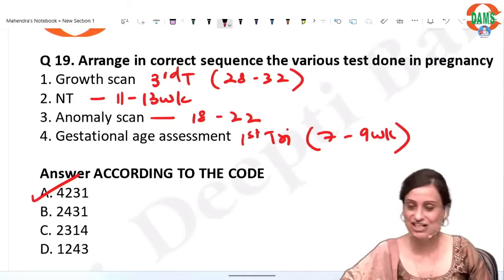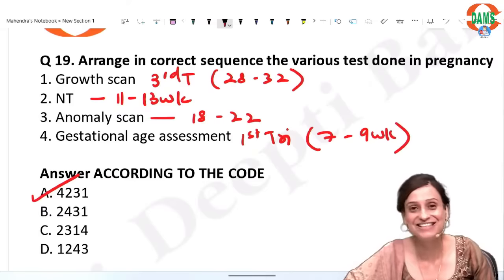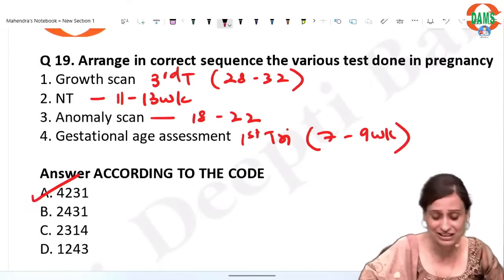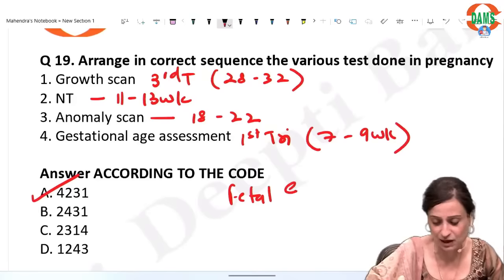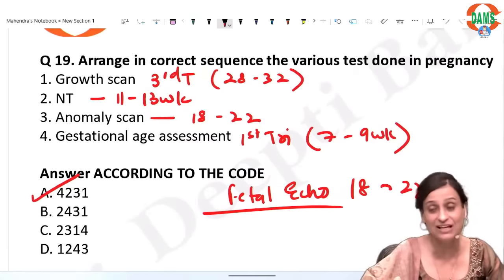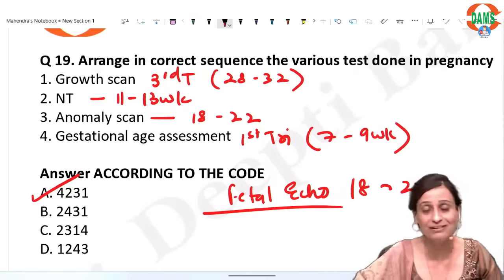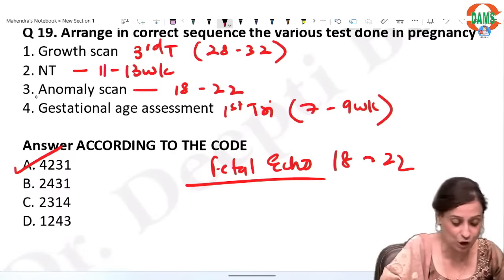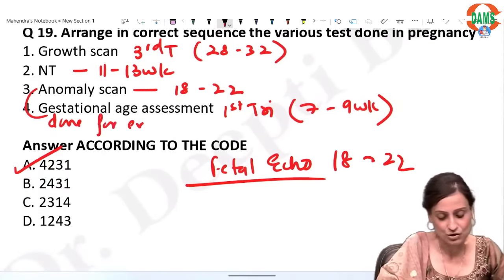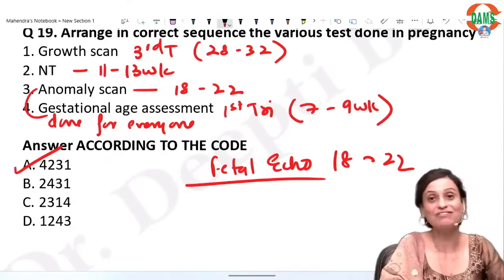Yes. Gestational age is same as a dating scan, okay, which is done in the first trimester. Fetal echo is something that the AIIMS people ask. So fetal echo is again between 18 to 20 weeks, not done for everyone, only for high risk. Whereas anomaly scan is done for everyone. Okay, so anomaly scan is done for everyone.